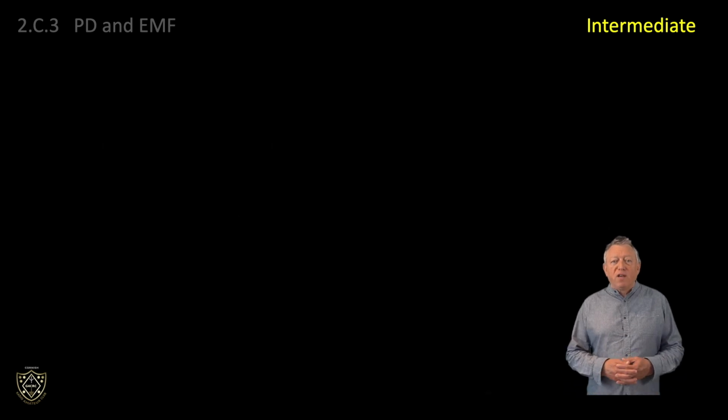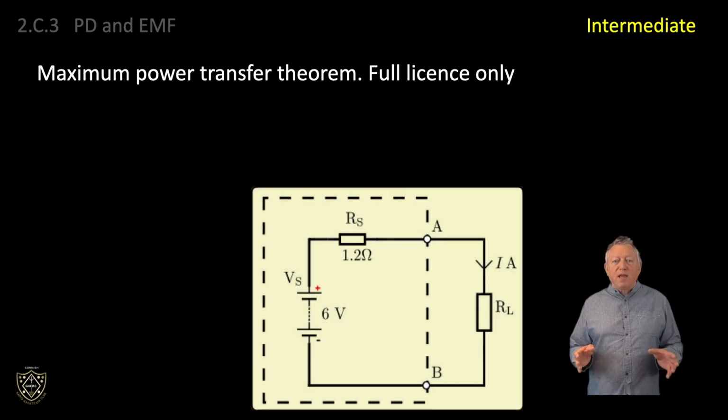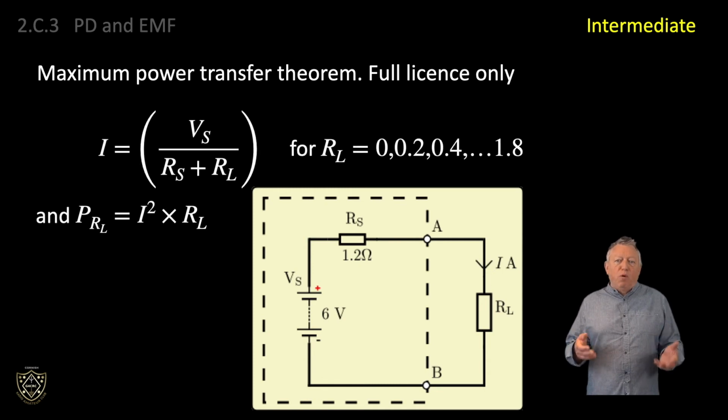The maximum power transfer theorem. Full licensees or full license candidates only. This is not required learning at intermediate level, but helps to give us context for syllabus item 9A4 later on. Let's start by replacing the picture representation used in the graphic with a schematic. If we vary the value of RL from 0 ohms to 1.8 ohms in steps of 0.2 ohms, we can calculate the current and hence the power, PRL, using Ohm's law and power formulas.